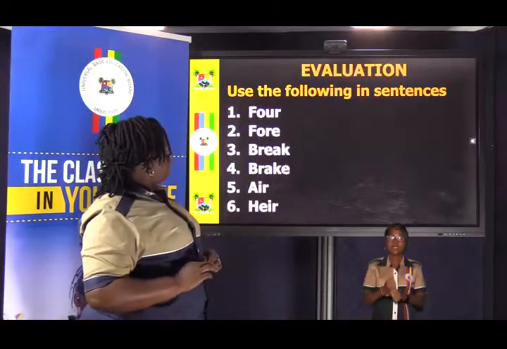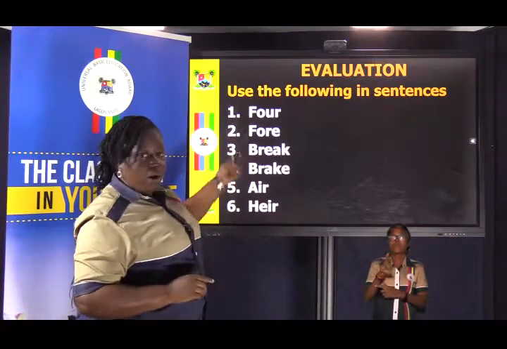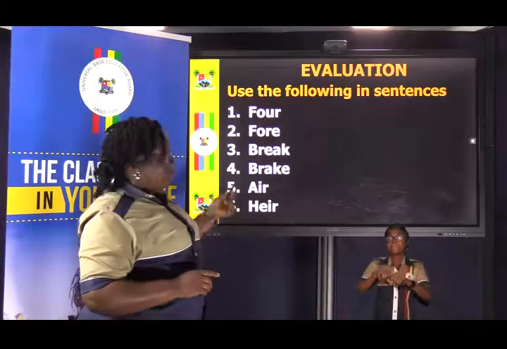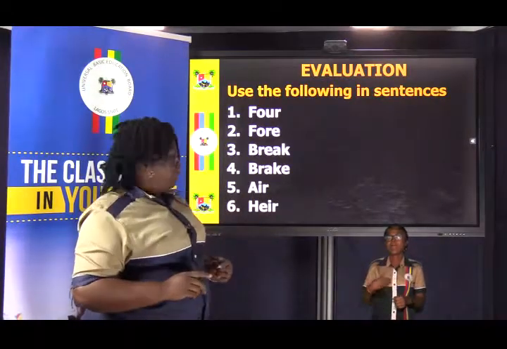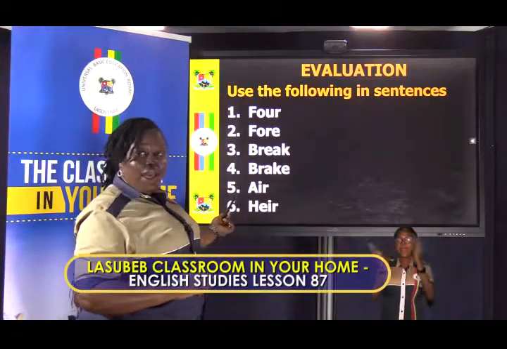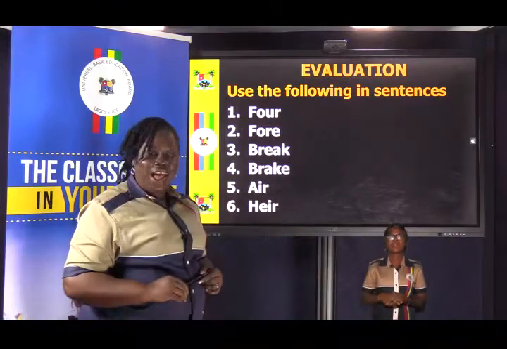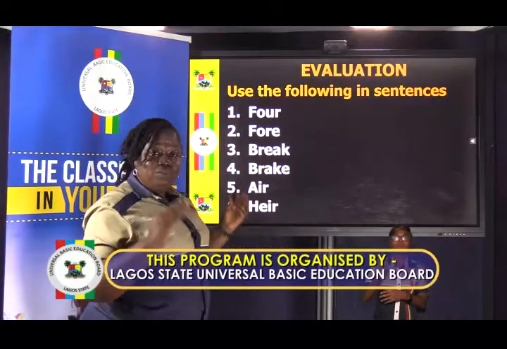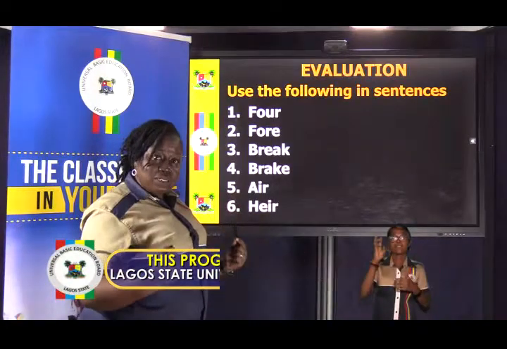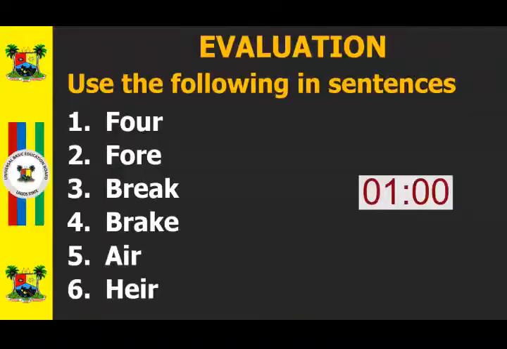You have to make sentences with the following words. For, F-O-U-R. For, F-O-R-E. Break, B-R-E-A-K. Break, B-R-A-K-E. Air, A-I-R. And heir, H-E-I-R. Just use them in simple sentences. You have 60 seconds to do that. Your time definitely starts now.